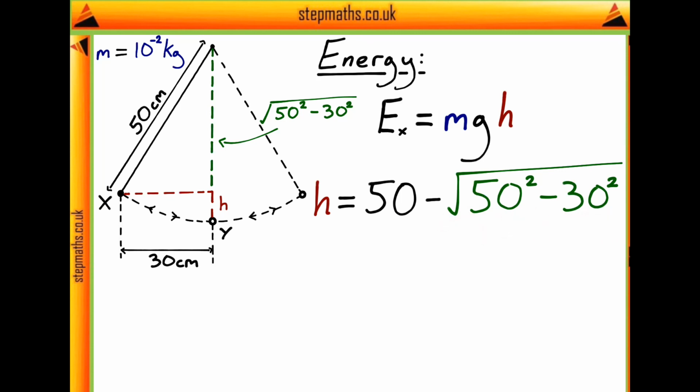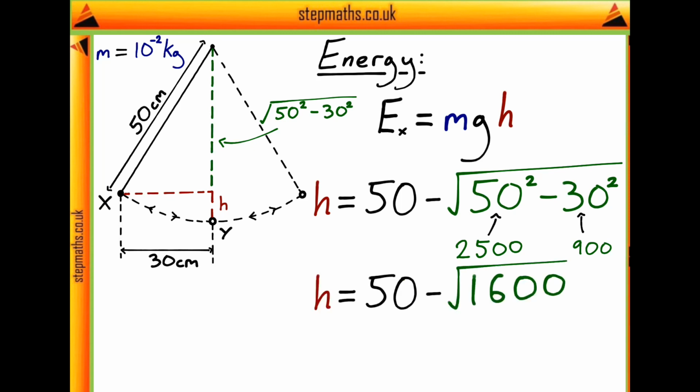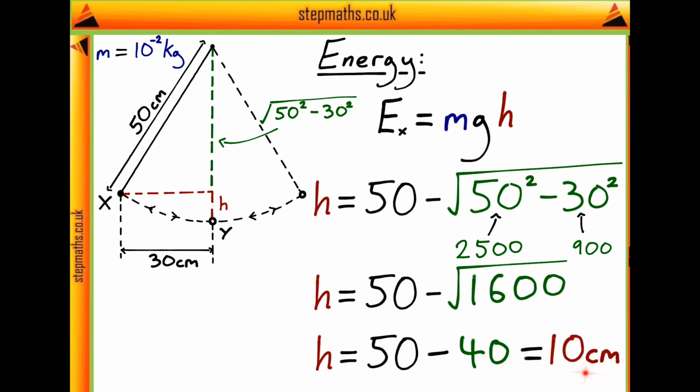Now what we want to do is try and find out what each of these values are going to be. So the easiest way to do this is probably with standard form, but they come out to be 50 squared as being 2,500 and 30 squared as 900. Taking these away from each other, we get that our height, h, is equal to 50 centimetres, take away the square root of 1,600. Now again, converting this into standard form is probably the easiest way to go, and it will give you that this square root of 1,600 is 40 centimetres. And therefore, the height that our bob falls, h, is going to be given by 10 centimetres.